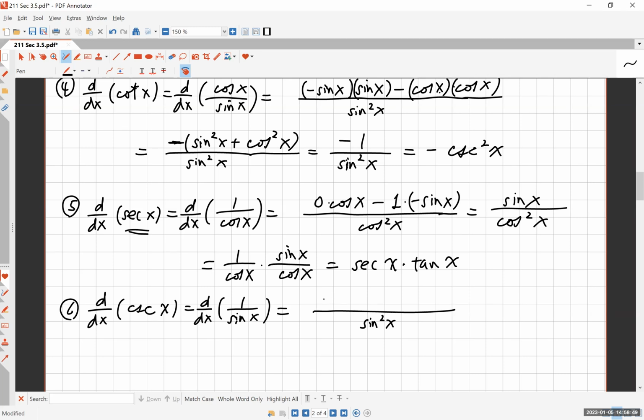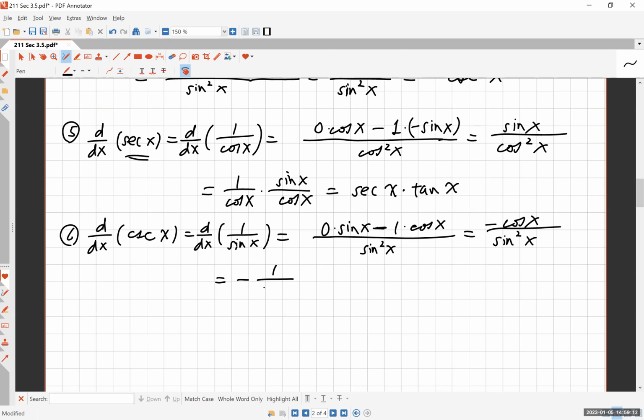And then the top is the derivative of 1 times the sine of x minus 1 times the derivative of sine of x, which is positive cosine of x. But remember, you have a negative sign here from that quotient rule. So the answer is negative cosine over sine squared. What's that? It's negative 1 over sine times cosine x over sine of x. Writing this will allow us to see this as the product of two trig functions. It's negative cosecant, cotangent.